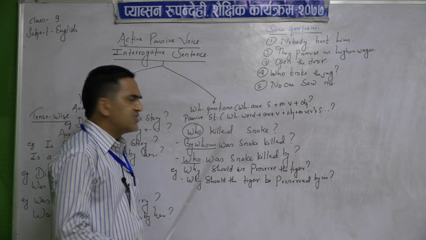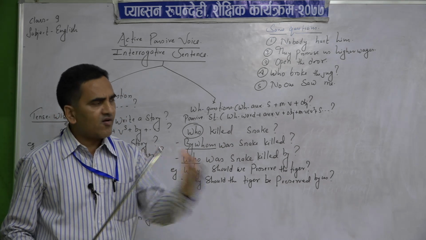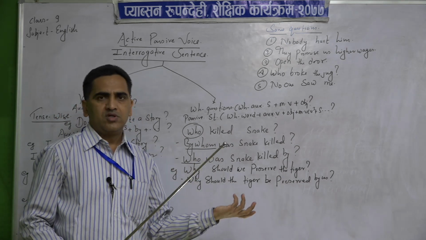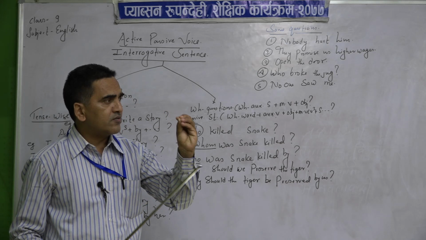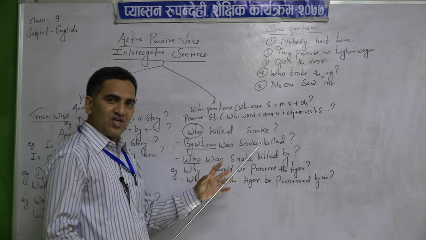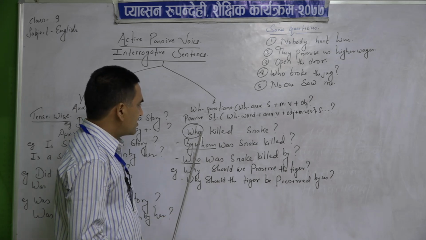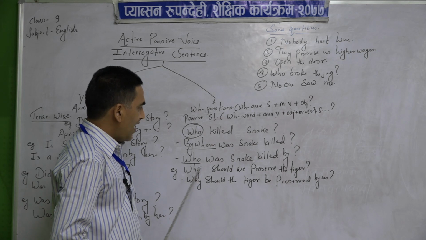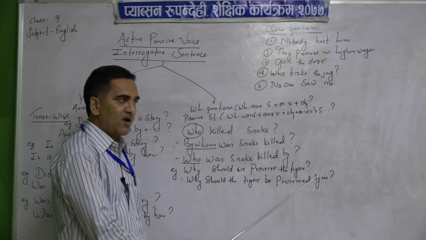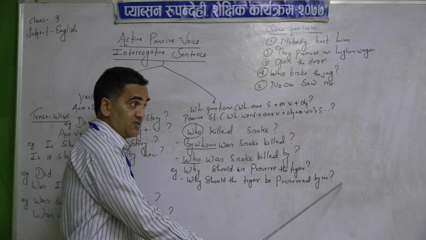You have to see the tense, my dear student. When you forget tense, you cannot write correctly, your answer will be wrong. So remember the structure of tense and other remaining things. And who was the snake killed by? It can start from who also. Why should we preserve the tiger? And why should the tiger be preserved by us?